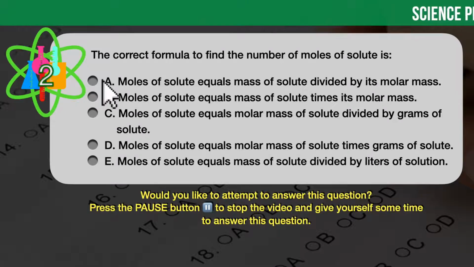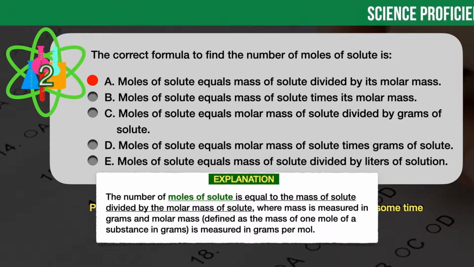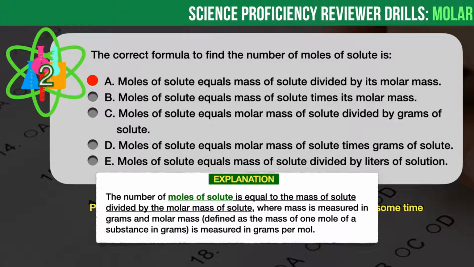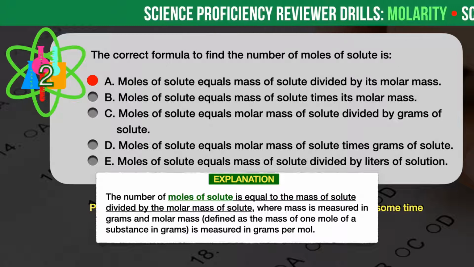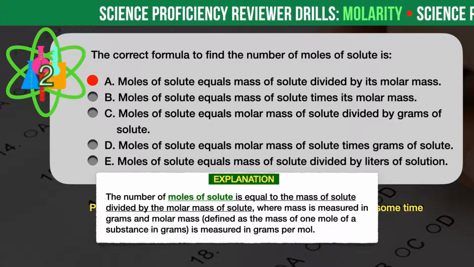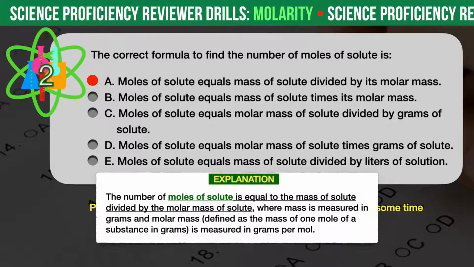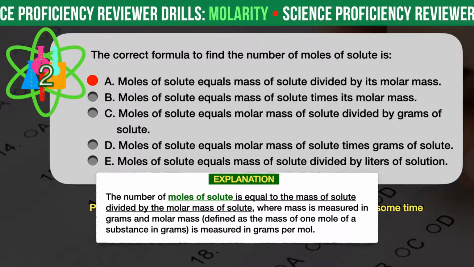The correct answer is A. Moles of solute equals mass of solute divided by its molar mass. A mole, abbreviated to mol, is a very large number used to measure atoms, electrons, ions or molecules, and is equal to 6.022 times 10 raised to 23. This is known as Avogadro's number or the Avogadro constant.